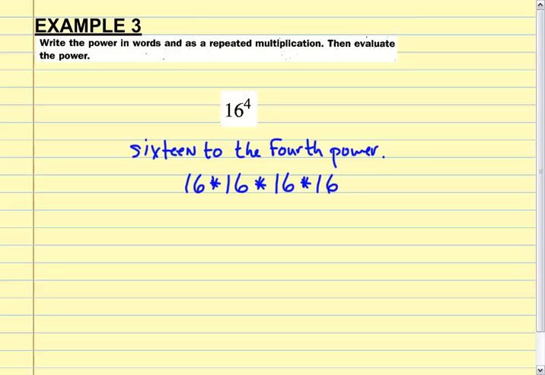Multiplication is repeated addition, right? 4 plus 4 plus 4 is 3 times 4. Multiplication is repeated addition. Exponents are repeated multiplication. Now this says evaluate the power. It should just say simplify, because I'm not plugging anything in. What is 16 to the 4th? 65,536. Is everybody happy with that?